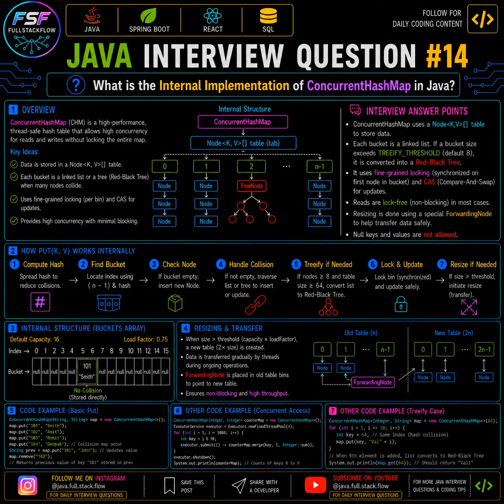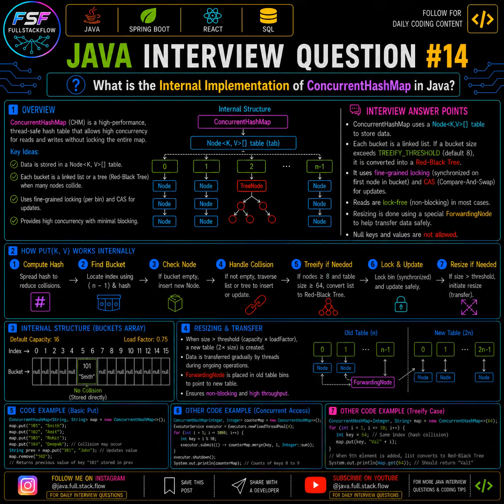Now suppose another thread already inserted data into the same bucket. In this situation, CAS fails. Now ConcurrentHashMap locks only that particular bucket. Notice this carefully: it never locks the whole map. Only that bucket becomes synchronized. Then Java safely inserts or updates the data. This technique is called fine-grained locking. This is one of the most important interview keywords.